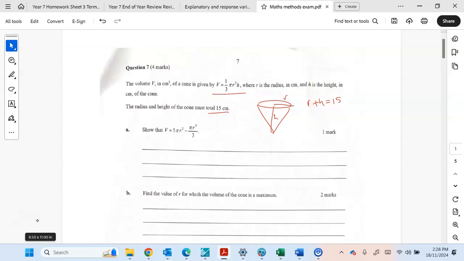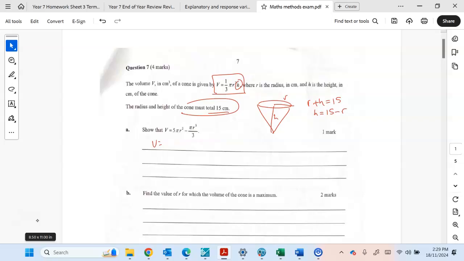Show that the volume is this. So notice they gave us this information so that we have the volume formula in terms of R only, not in terms of R and H. So with this R plus H equals 15, I can just rearrange it to get H is equal to 15 minus R. So that means in my volume formula, I'm just going to substitute that for H. All right, so writing it out.